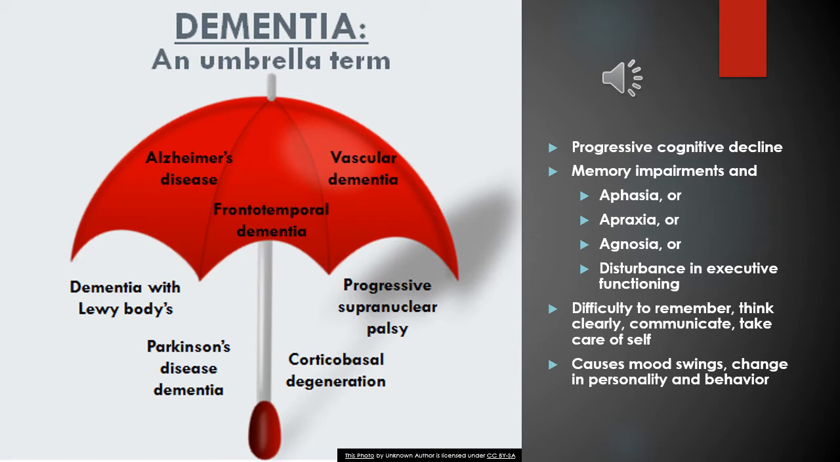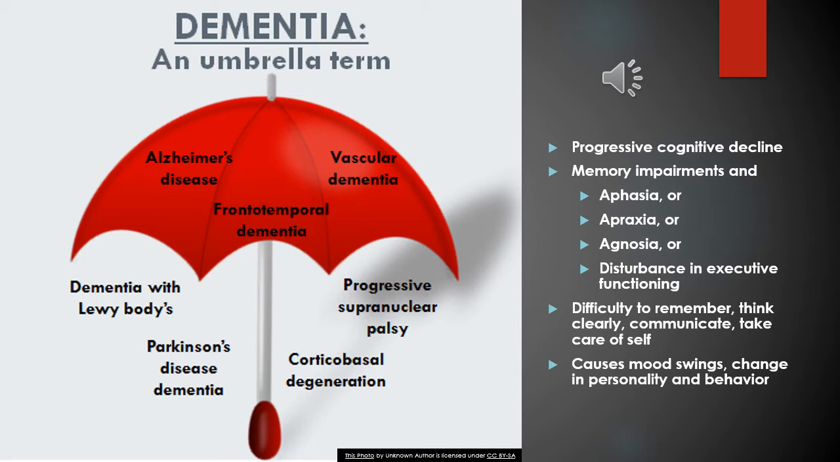It is a disturbance in executive functioning, which means like carrying out ADLs such as paying bills or making sure to schedule doctor's appointments and actually following up with them. Because remember, they have this memory impairment and inability to recall certain events they need to follow up on and the inability to communicate. It is typically very difficult for them to remember things, think clearly, communicate, or take care of themselves, especially in the later stages of dementia.